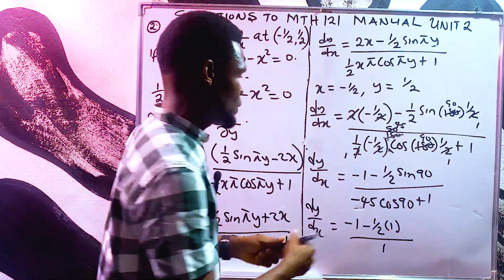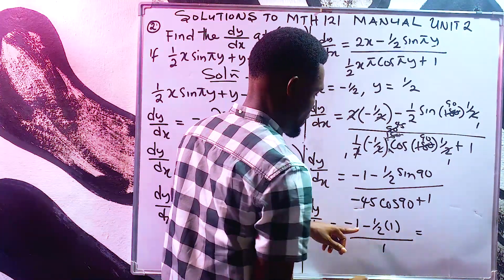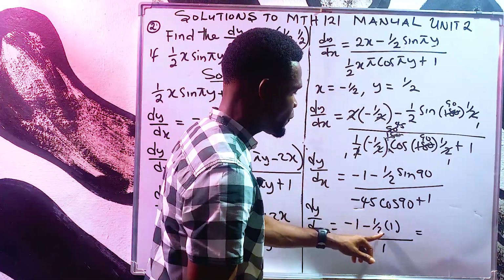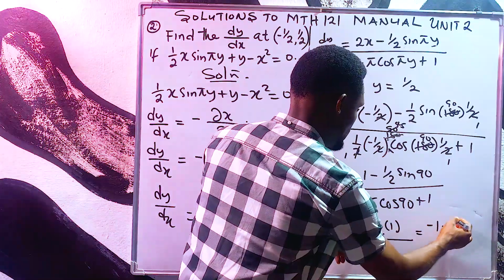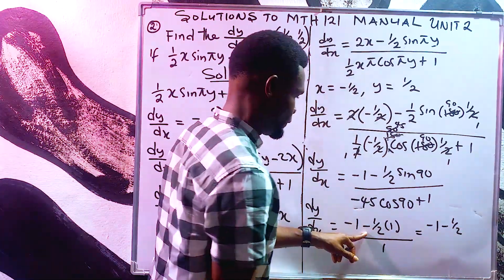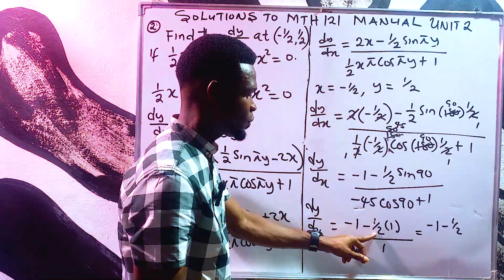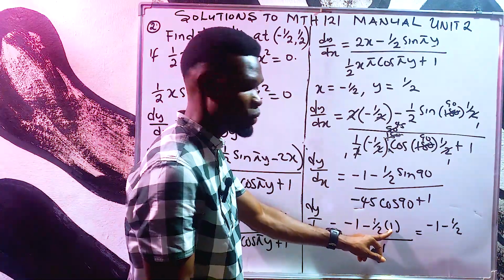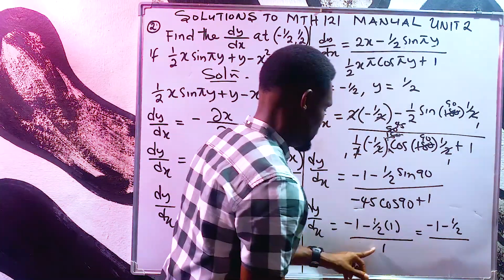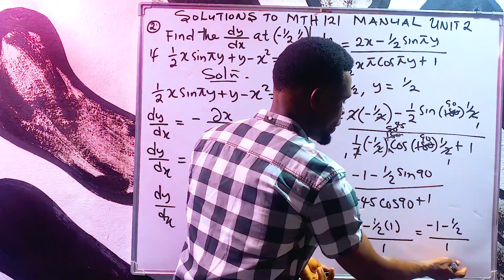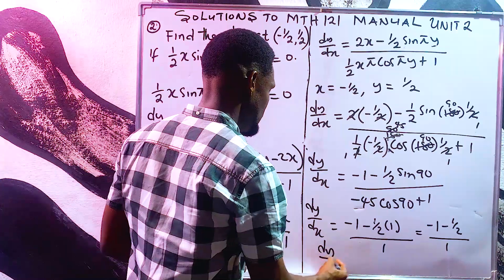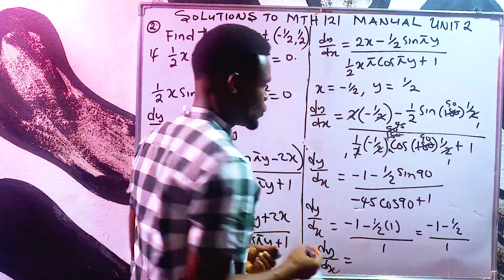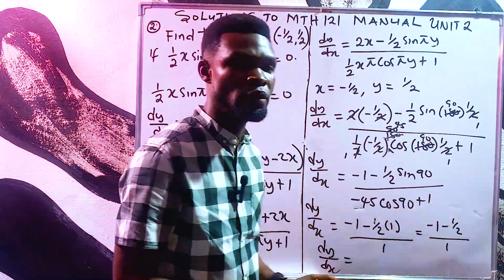So this is equals to half times 1 is half. So minus 1 minus 1 over 2. Of course, 1 over 2 times 1 is minus 1 over 2, all over this 1. Of course, anything divided by 1 is that same thing. So automatically, we say that dy dx is equals to, you are now to solve this fraction.